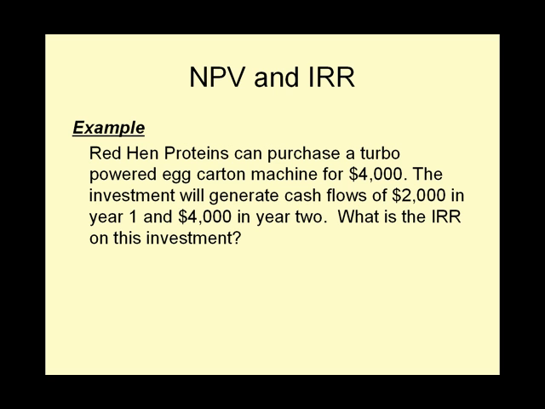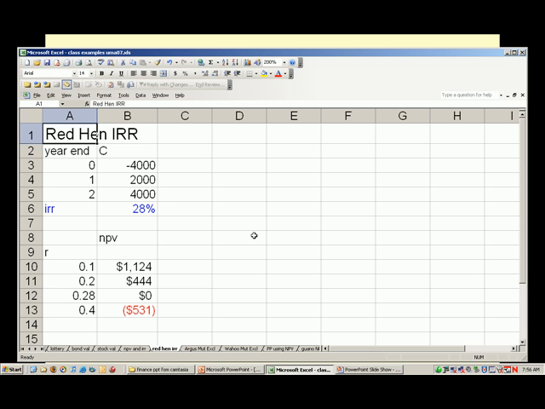Okay, we have a firm, Red Hen Proteins, and it's considering purchasing a turbo-powered egg carton machine for $4,000. The investment will generate cash flows of $2,000 in year 1 and $4,000 in year 2. And we want to know what is the internal rate of return on this investment. I've labeled this worksheet Red Hen IRR and indicated the stream of cash flows that we are interested in. The IRR on this stream of cash flows is 28%.